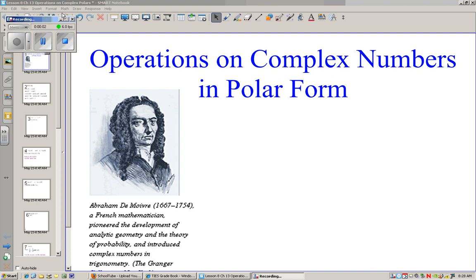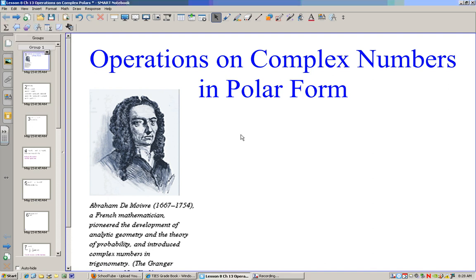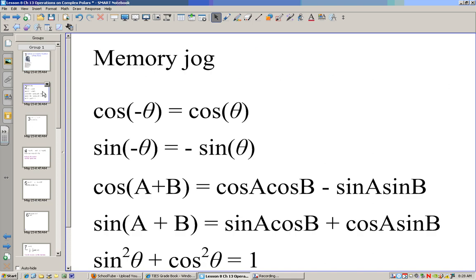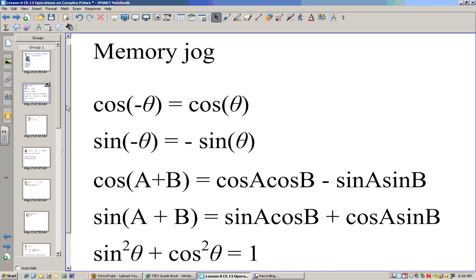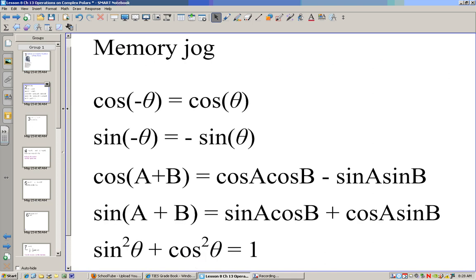Hello and welcome to the 8th day of our polar equations unit. And today we're going to learn about operations on complex numbers in polar form. Now before we start, we have to think about things that we haven't thought about in a while: some rules with sines and cosines.